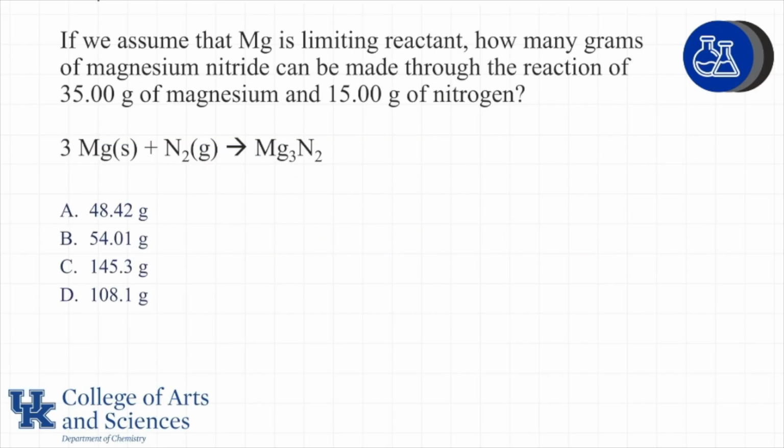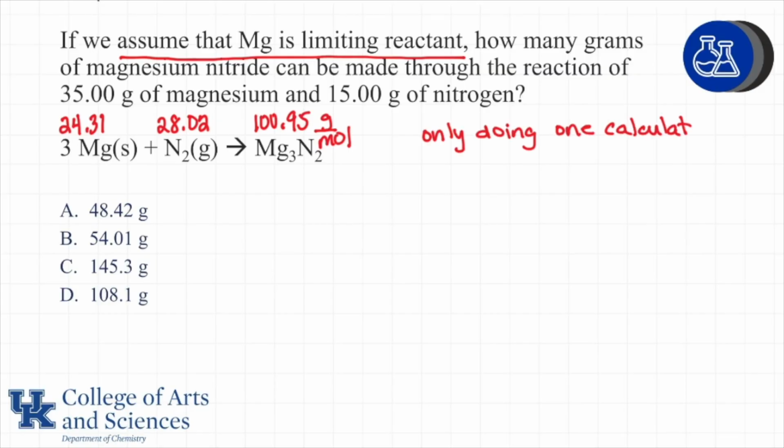Let's look through another example. If we assume that magnesium is the limiting reactant, how many grams of magnesium nitride can be made through the reaction of 35 grams of magnesium and 15 grams of nitrogen? Note that we are asking about only when magnesium is the limiting reactant. We can get our molar masses of our substances just so we have them for the calculations. But remember, we're only doing one calculation at this point.